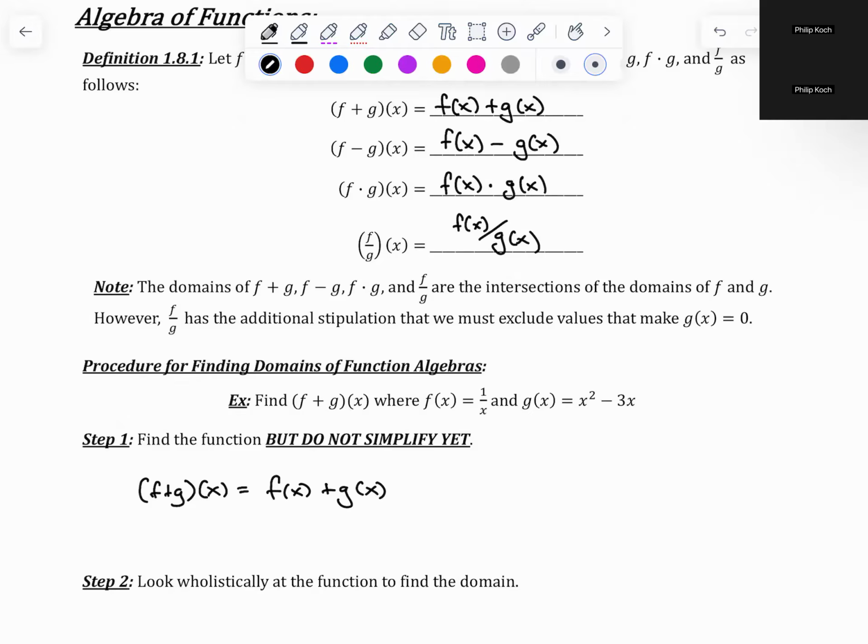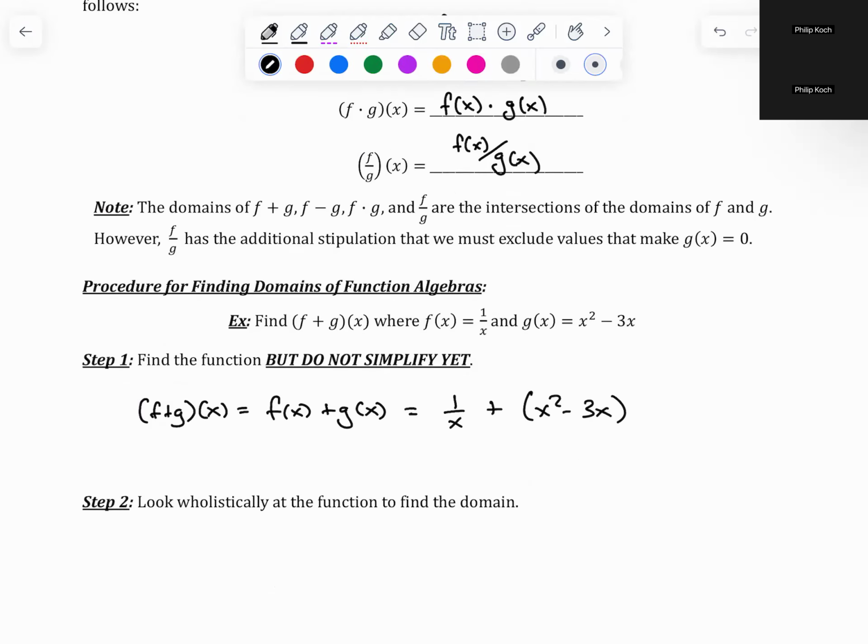So f of x is 1 over x, g of x is x squared minus 3x. So I'll just replace them with what their equations are. So this is going to be 1 over x plus x squared minus 3x. I'm putting it in parentheses to see that that's what happened. But at the end of the day, I can simplify this and say that this is equal to 1 over x plus x squared minus 3x.